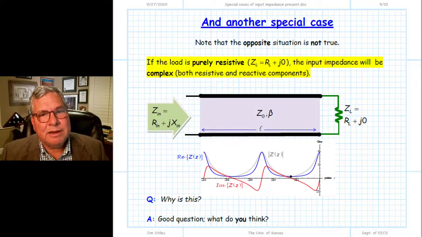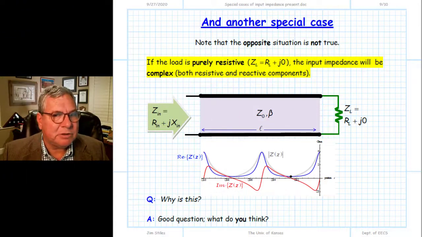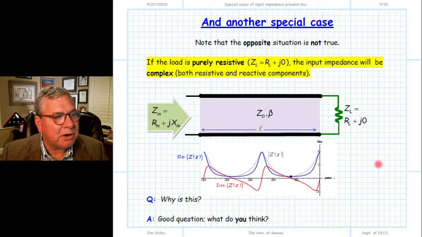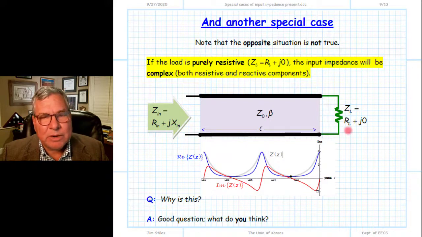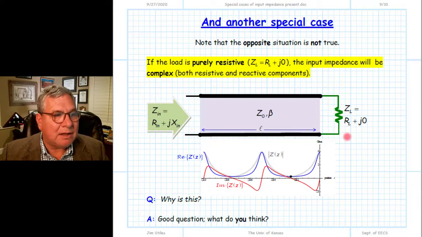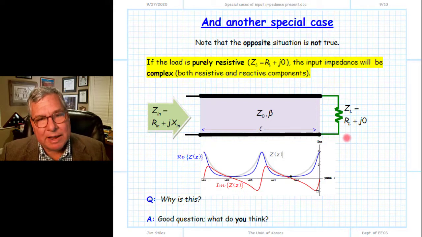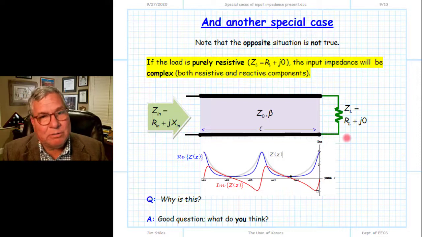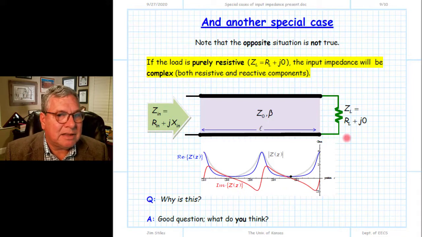Let's now consider the opposite special case of the previous one. Instead of having a load which is purely reactive, whose impedance is purely imaginary, let's consider a load that's purely real. In other words, a resistor. Now, in the last special case, we had a purely reactive load, and that led to a purely reactive input impedance. We might infer then, if we have a purely resistive load, that would lead to a purely real impedance. But that is not the case.